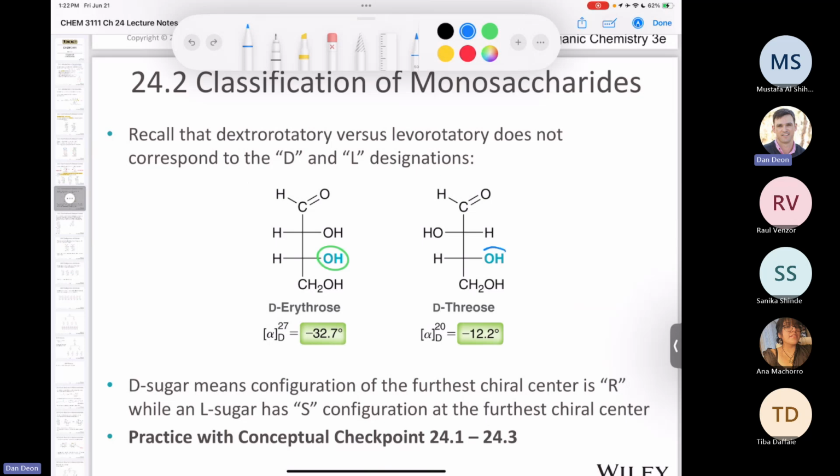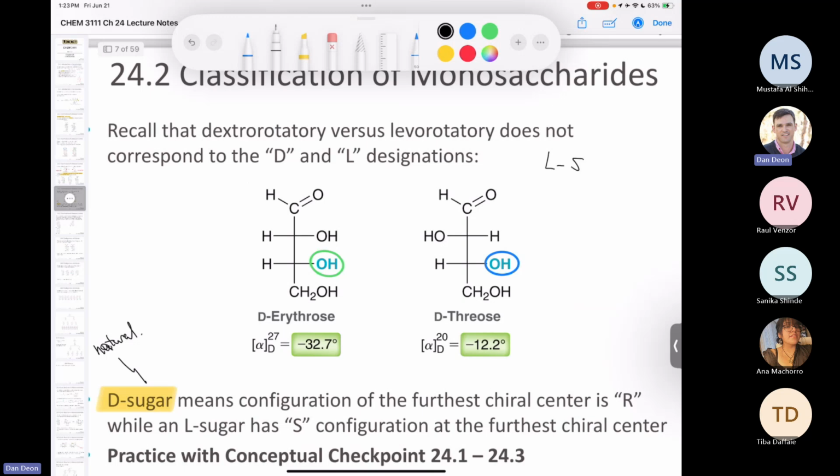So you see that both of these compounds are D sugars, but you see that they rotate plane polarized light in the negative direction. They both rotate plane polarized light in a counterclockwise fashion. So the conclusion is this: when we talk about D sugars, which are the naturally occurring sugars, D sugars are natural. L sugars, if you're wondering about those, are largely synthetic. They're not really produced in nature.